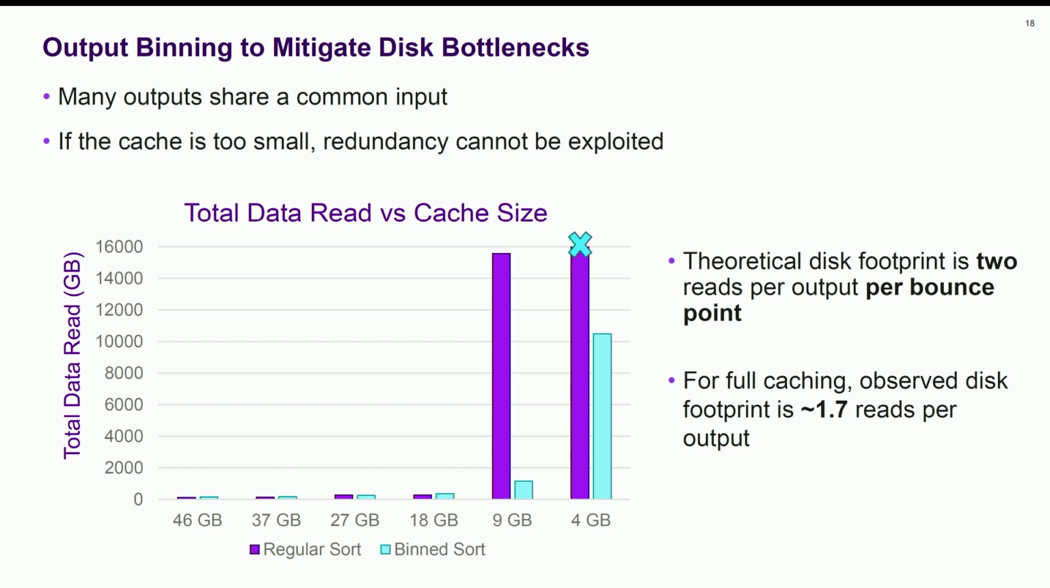But if you reorder your data so that instead of working on an entire shot at a time, you work at only the nearby offsets, then you can look at the nearby sources, and there's some redundancy between individual source locations, and that really cuts down your disk footprint.